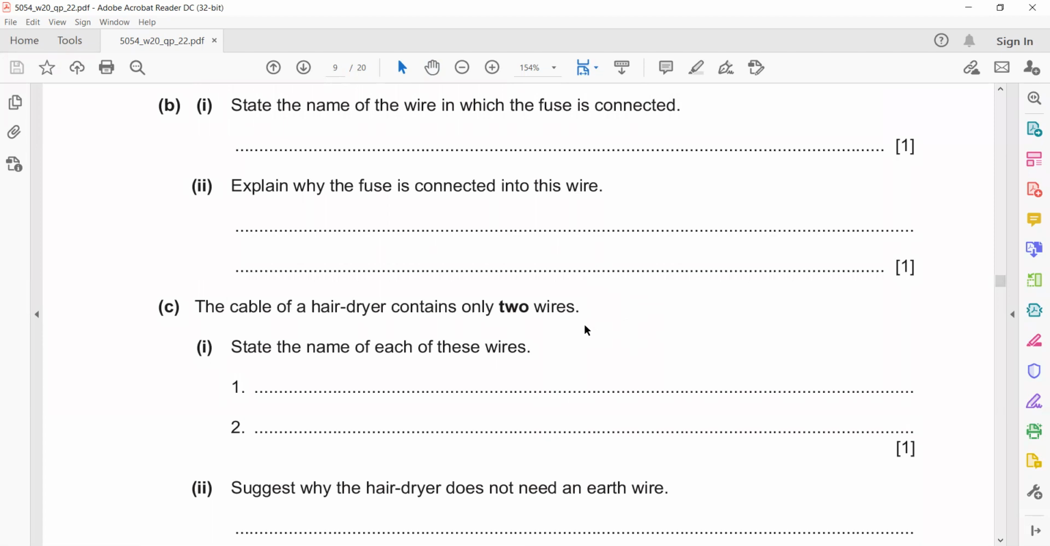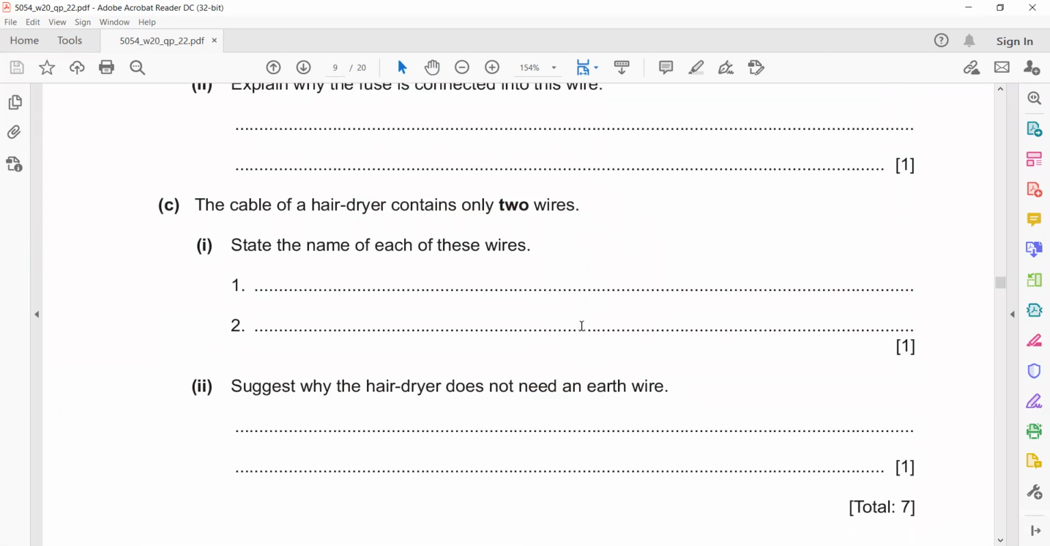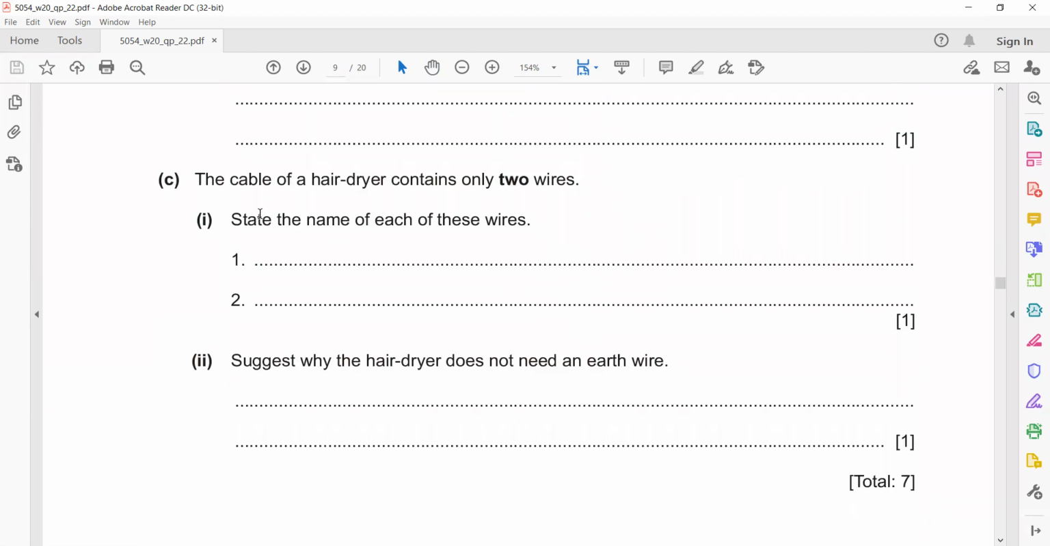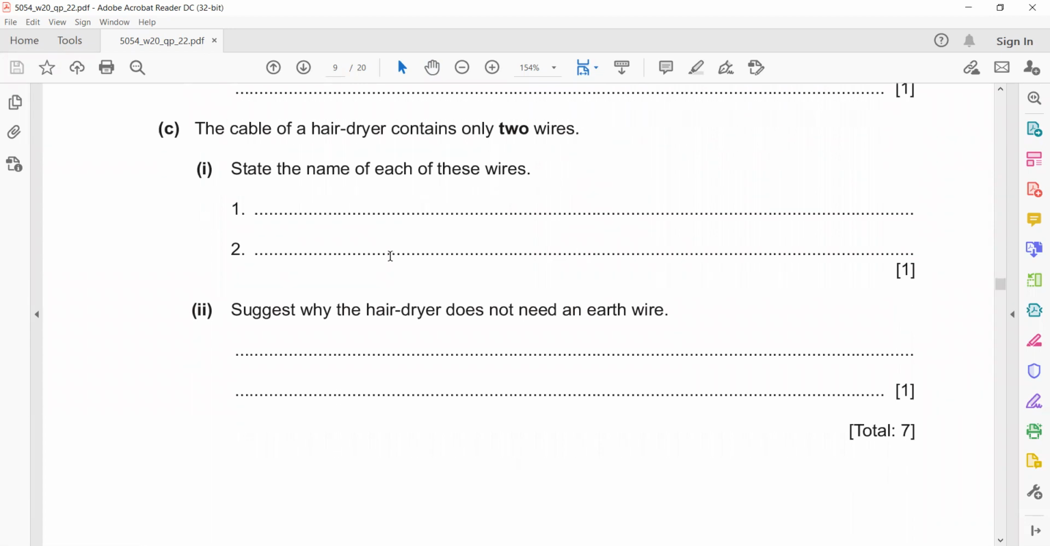Then 5c, state the name of each of these wires. The cable of the hair dryer contains only two wires. Look, for working of the device, what we need is a live wire and a neutral wire, because earthing is for safety, to protect the person from getting an electric shock, but for the device to work, the two wires needed are live and neutral.